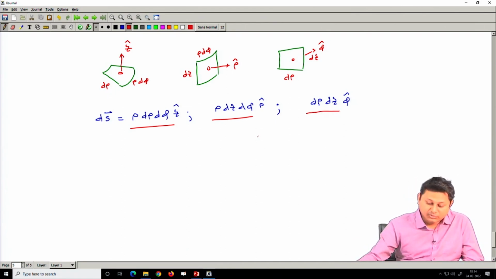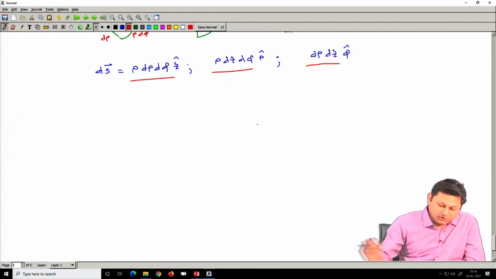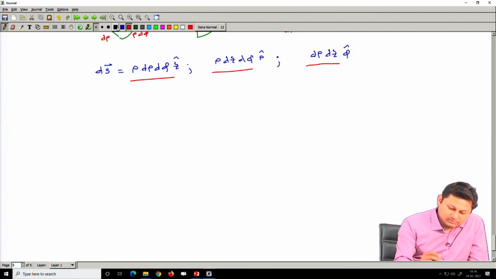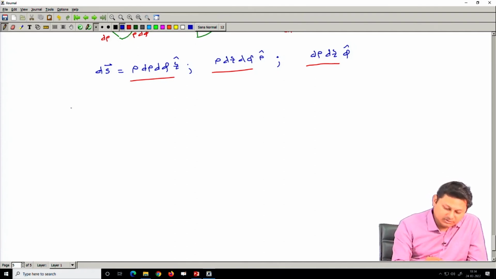Mind it, you need to check the dimensionality. Rho d rho d phi, this surface should be length squared. In all cases you will find that this length squared dimension is valid. So please check it. Well, what should be the volume element? Because I already have the volume element drawn, it should not take much time to understand that.